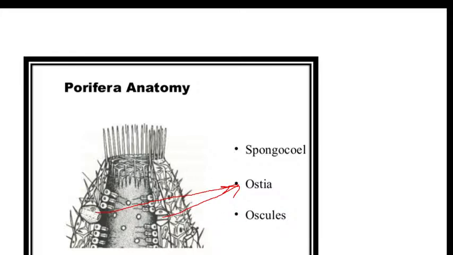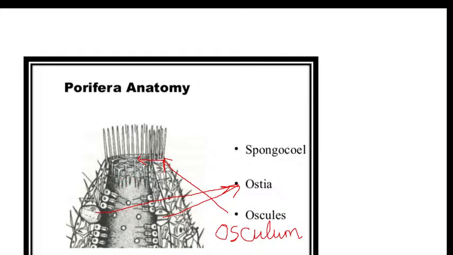Now, they have a common large opening at one end. That is known as osculum. A large opening or a wide opening is called osculum. This part. Oscules or osculum. ഇതിനകത്ത് ഒരു osculum. ഇതൊരു cross sectional view ആണ്. It's not cross section, transverse section. This is a transverse section of a sponge.